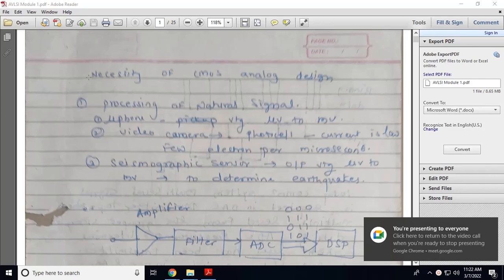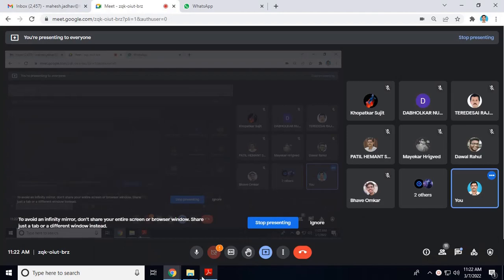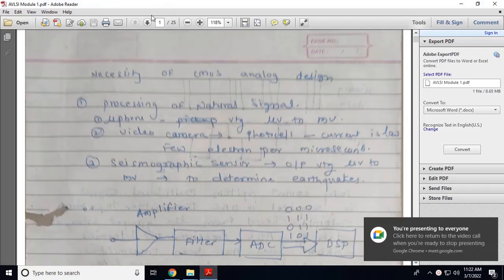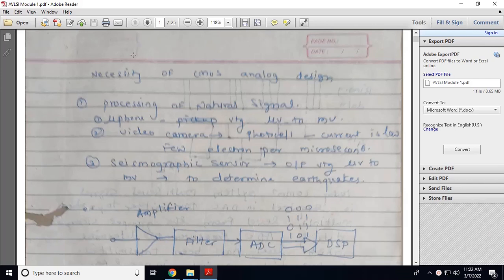So, necessity of CMOS analog design. What is the requirement of CMOS analog design? The first point is processing of natural signals. Natural signals are in analog form, so we have to process them.